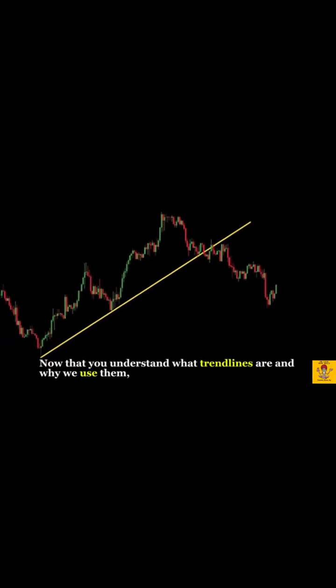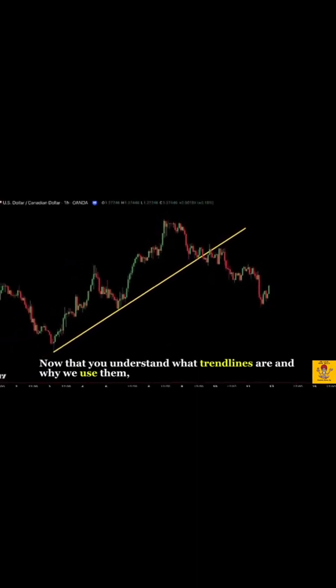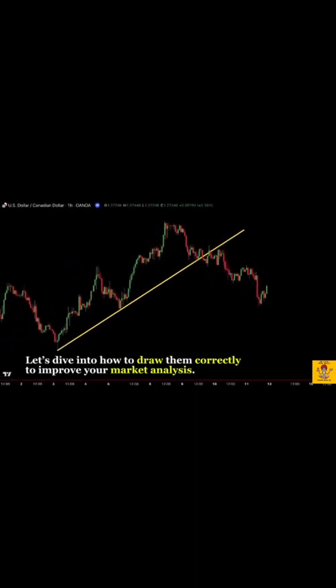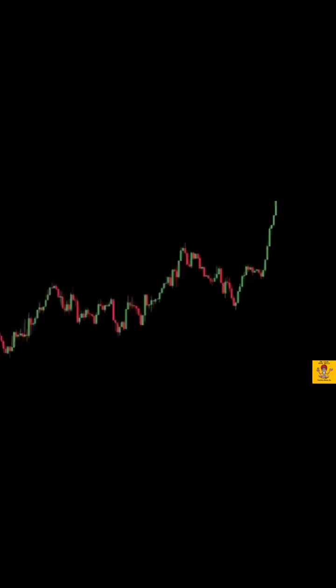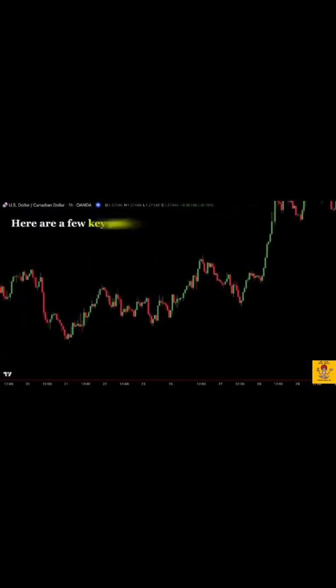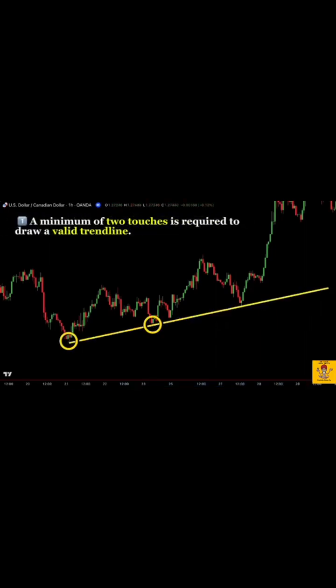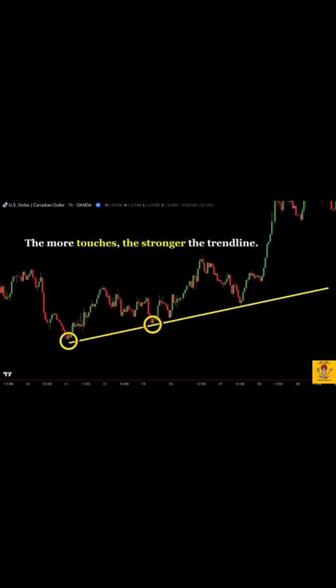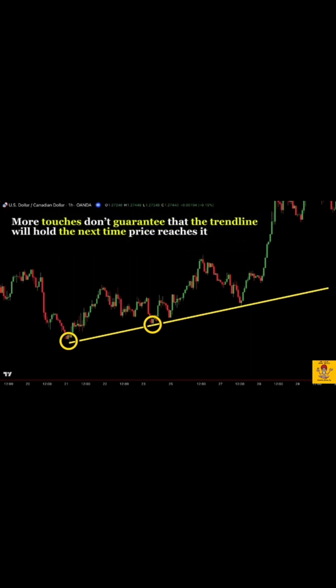Now that you understand what trend lines are and why we use them, let's dive into how to draw them correctly to improve your market analysis. Before we start drawing trend lines, here are a few key principles you need to follow. A minimum of 2 touches is required to draw a valid trend line. The more touches, the stronger the trend line. But remember, more touches don't guarantee that the trend line will hold the next time price reaches it.